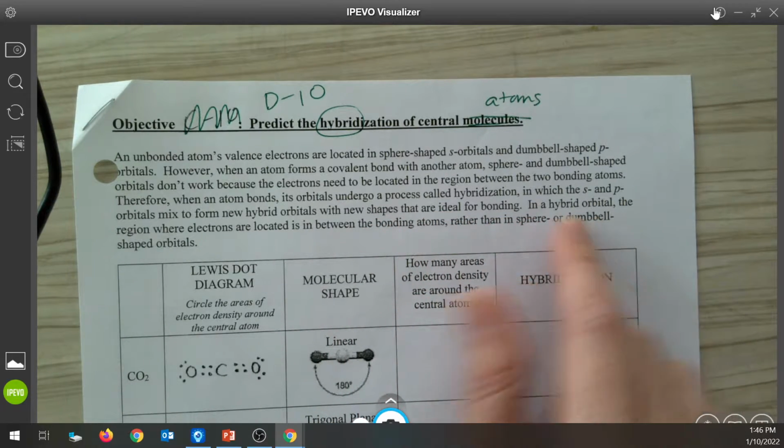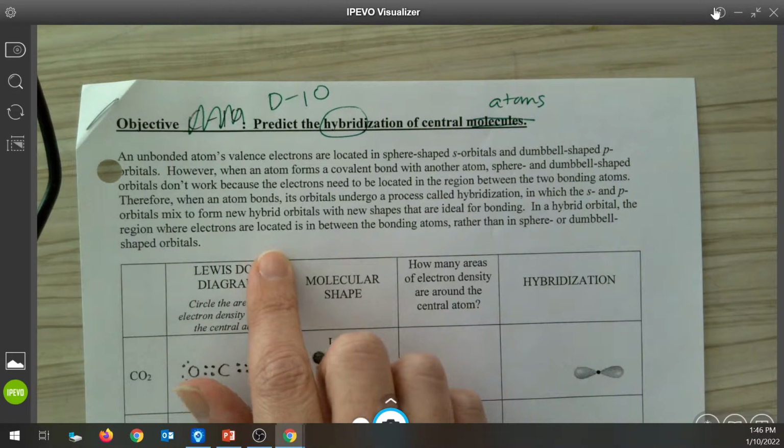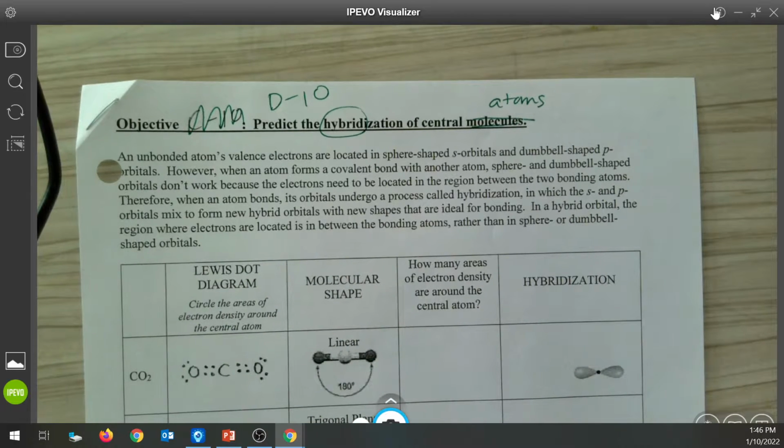In a hybrid orbital, the region where electrons are located is in between the bonding atoms, rather than in sphere or dumbbell-shaped orbitals, okay? So the s orbitals and the p orbitals, when a bond forms, they come together to make new orbitals that are in the exact right spot for bonding, okay?